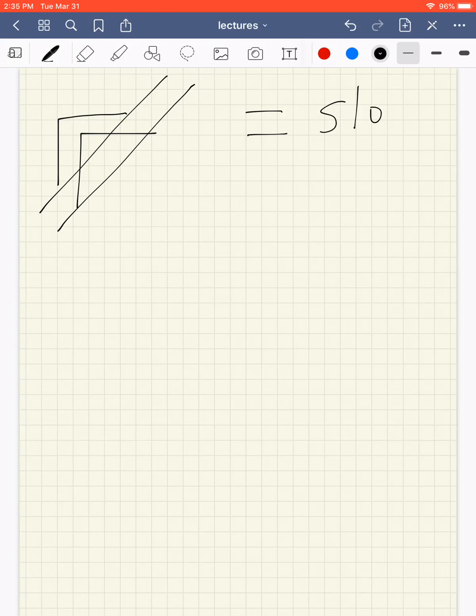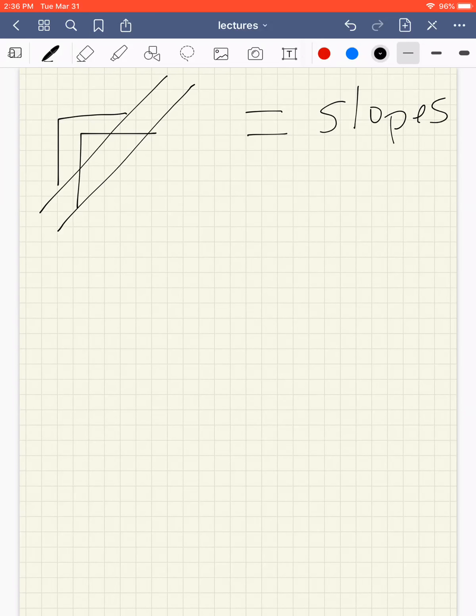Turn to page 450. Today we're talking about parallel lines. Parallel lines never intersect, so what do we know about their slopes? They're obviously rising and running at the same rate, so their slopes are equal. So parallel lines have equal slopes.